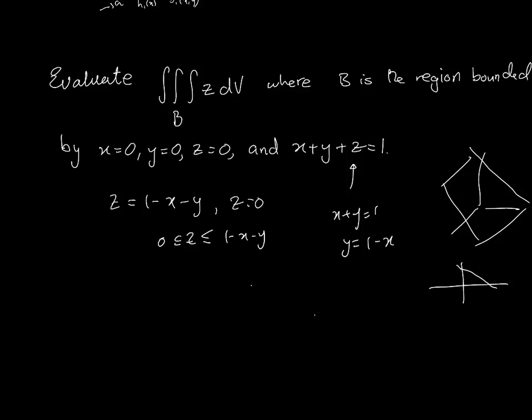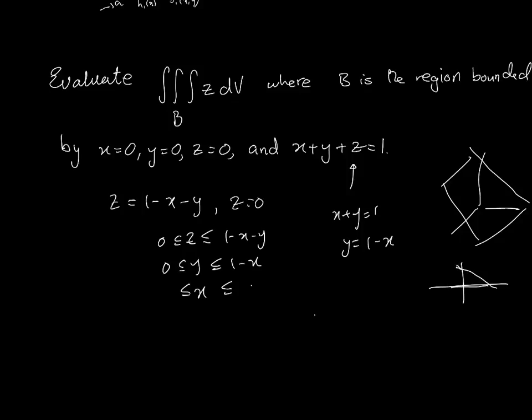So clearly y equals 0 is here, and that means that y is between 0 and 1 minus x. Okay, and that leaves us with the last one, which is x.